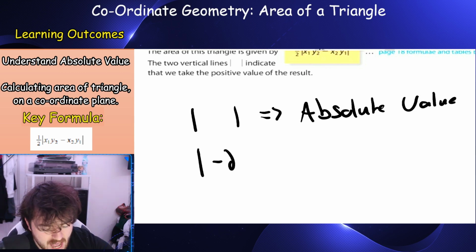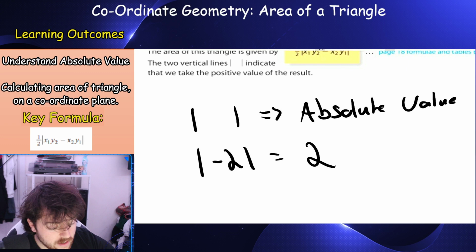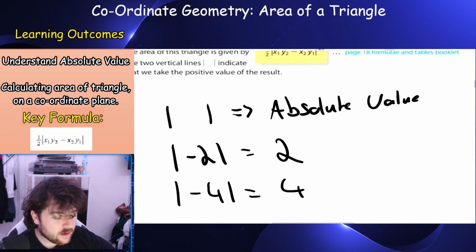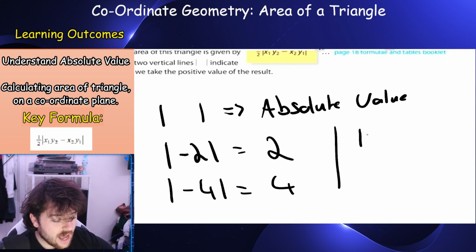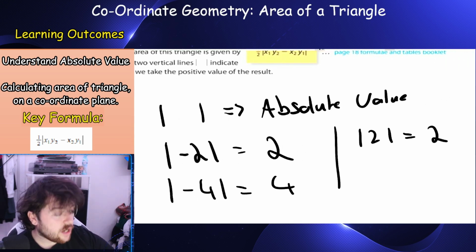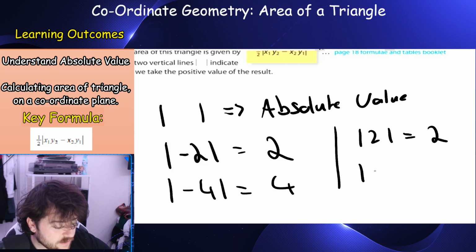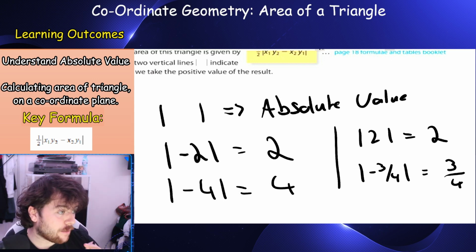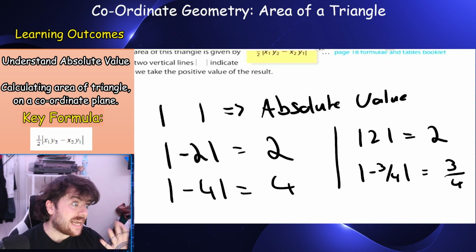So if I have the absolute value of minus 2, that's going to be positive 2. The absolute value of minus 4 is going to be plus 4. Same as if I have the absolute value of 2, that's going to be 2. The absolute value of minus 3/4 is going to be 3/4. So I just make anything inside my absolute value bracket positive, basically.